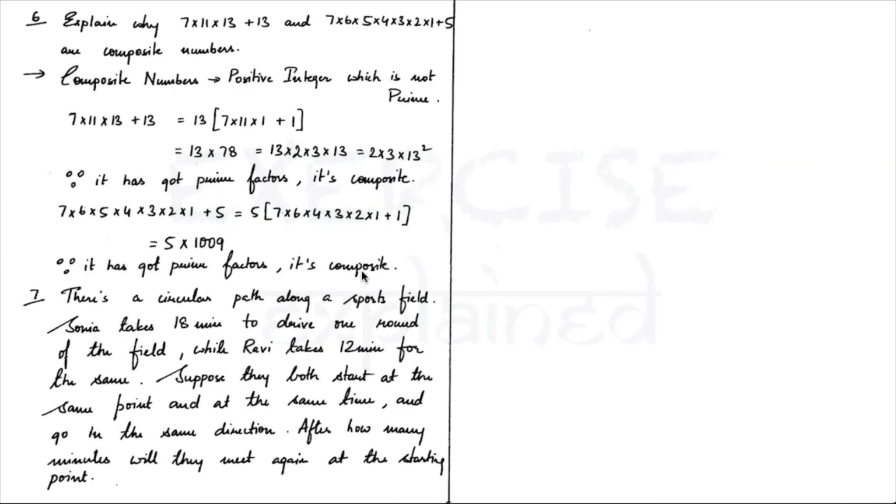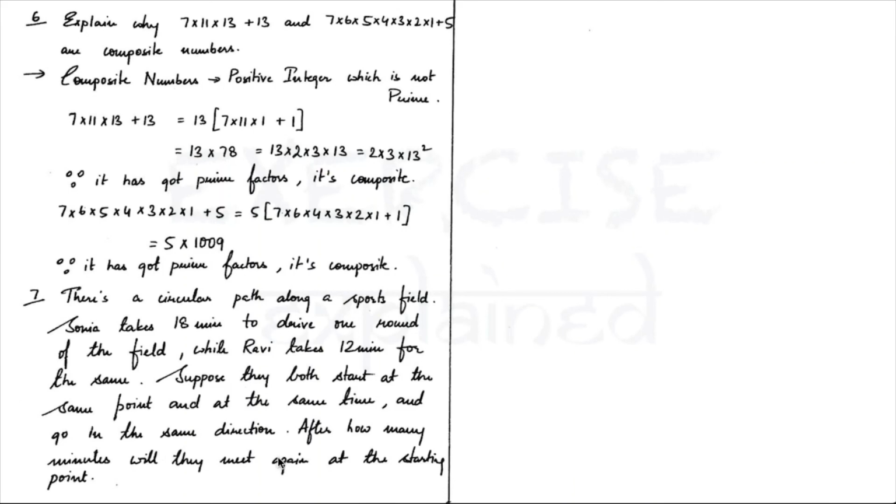Coming to the last question of exercise 1.2 real numbers of CBSE 10th standard. There is a circular path along a sports field. Sonia takes 18 minutes to drive one round of the field, while Ravi takes 12 minutes for the same. So you can understand here that Ravi drives faster than Sonia. Suppose they both start at the same point and at the same time and go in the same direction. After how many minutes will they meet again at the starting point?